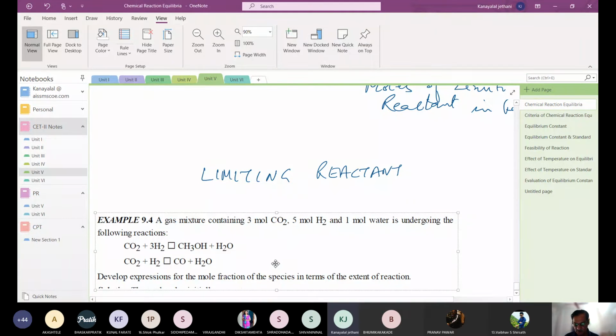So for that you need to find out the value of nu ij. That means nu for CO2 in the first reaction, nu for CO2 in the second reaction, nu for hydrogen in the first reaction, nu for hydrogen in the second reaction, nu for CH3OH, nu for CO, nu for water in the first reaction, and nu for water in the second reaction. Right? Once you know nu ij, find out nu j, the sum of nus for reaction 1 and the sum of nus for reaction 2. And then find out n0. What will n0 be? What is n0? Total number of initial moles.